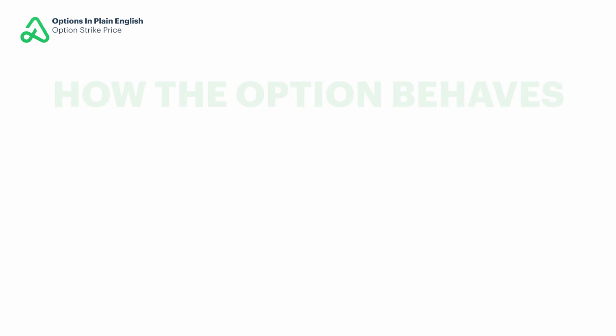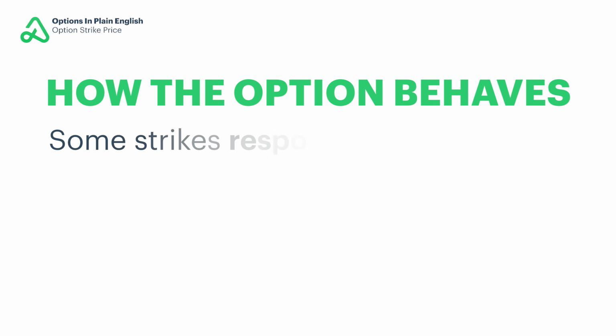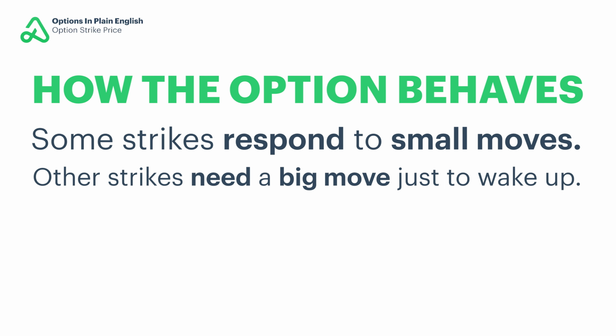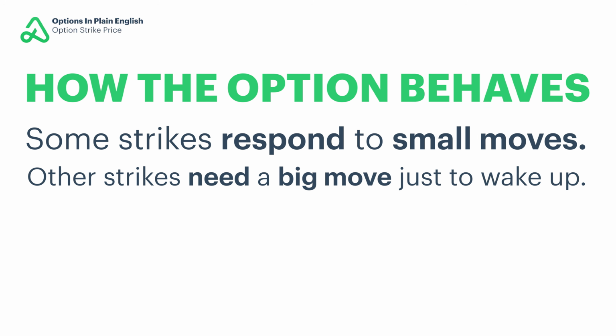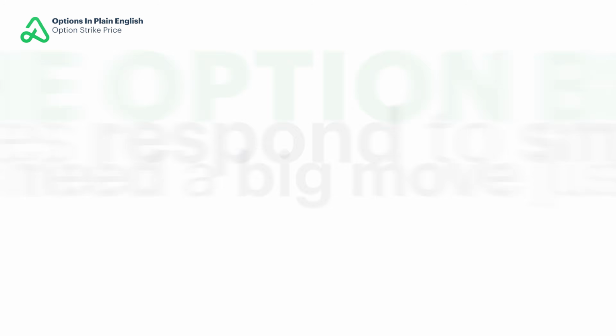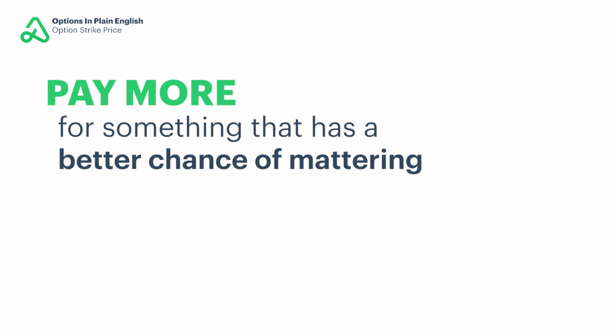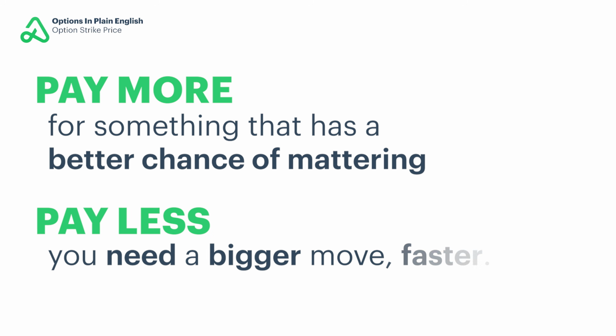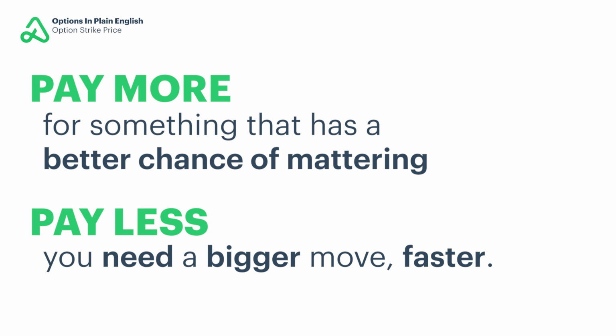Two, how the option behaves. Some strikes respond to small moves. Other strikes need a bigger move just to even wake up. So when you pick a strike, you're picking a trade-off. Pay more for something that has a better chance of mattering, or pay less, but now you need a bigger move and faster.